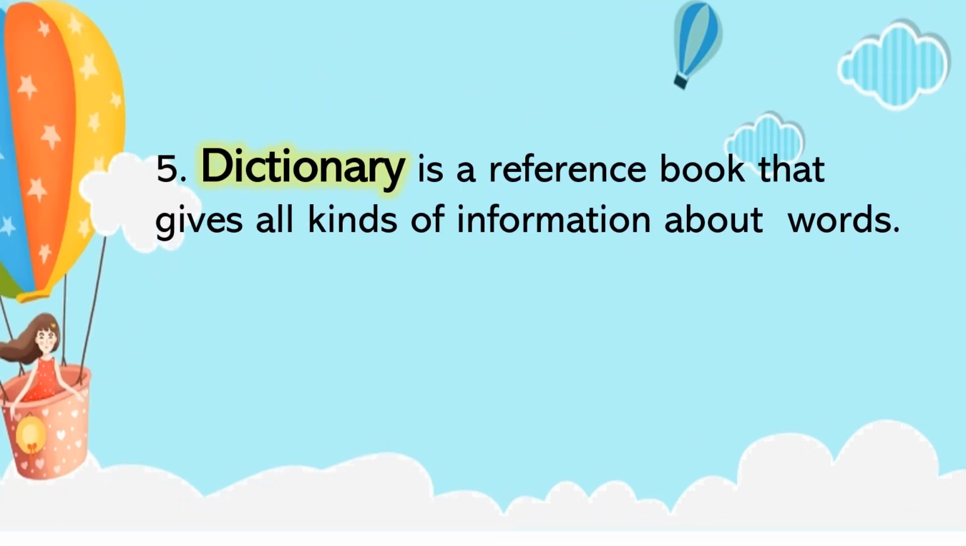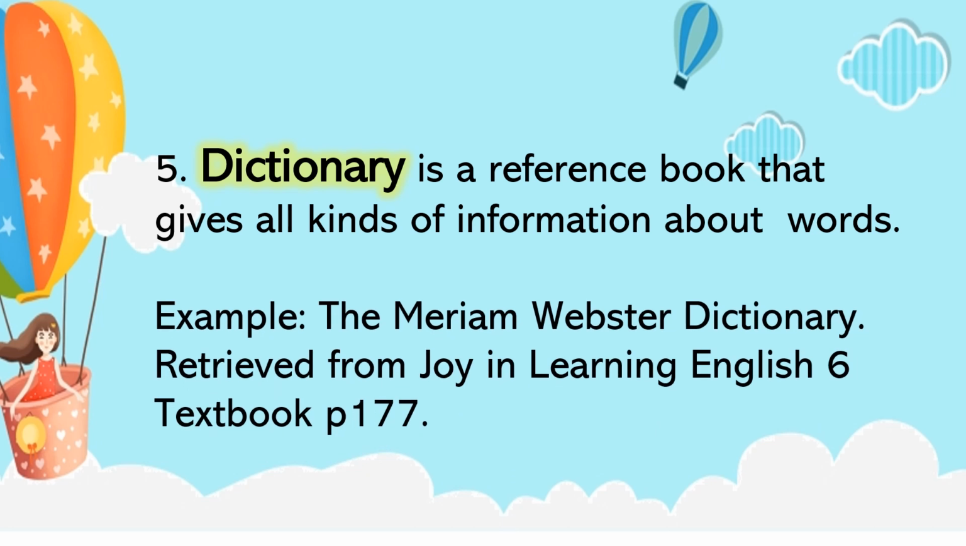Next is the dictionary. A dictionary is a reference book that gives all kinds of information about words. Example is the Merriam-Webster Dictionary. So what idea will you use in organizing information in the dictionary? Alphabet, because the words written in a dictionary are in alphabetical order. It starts with A to Z.